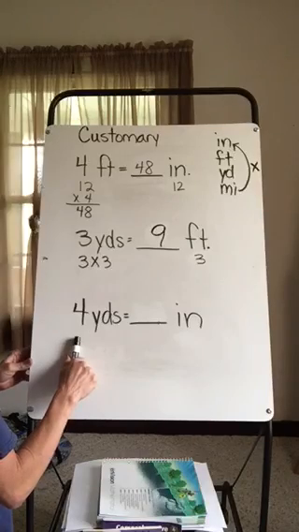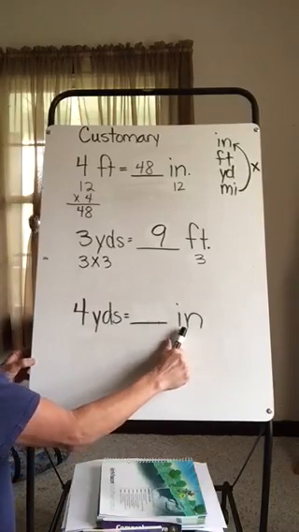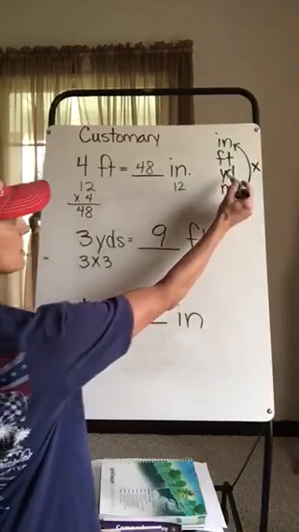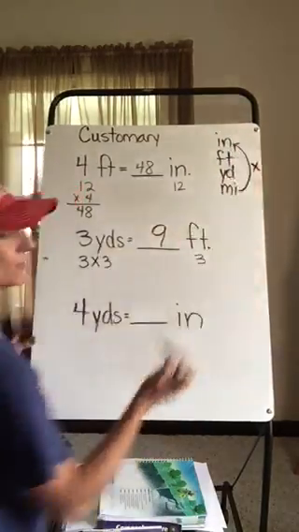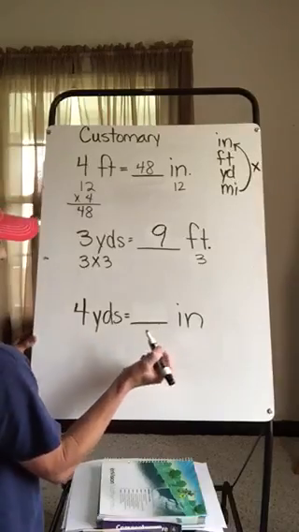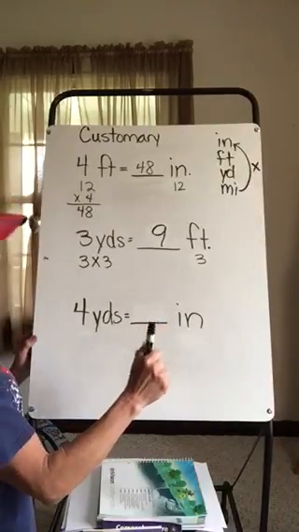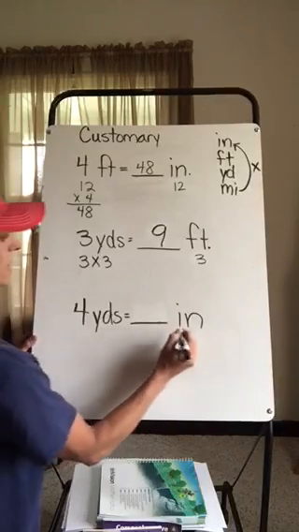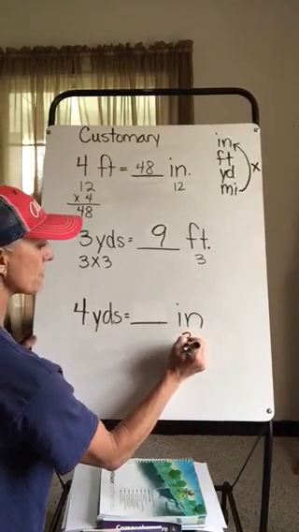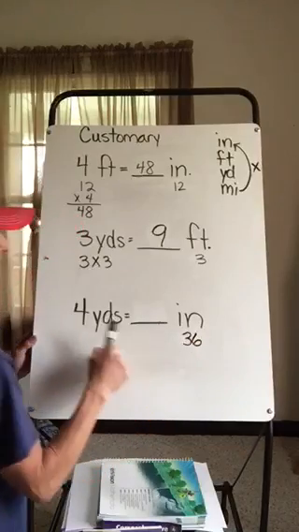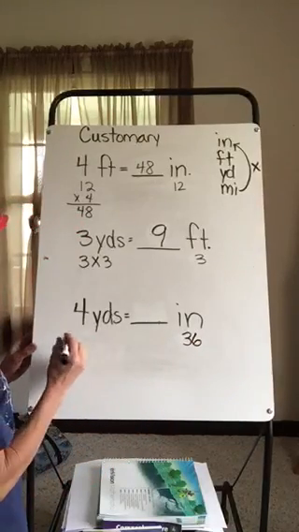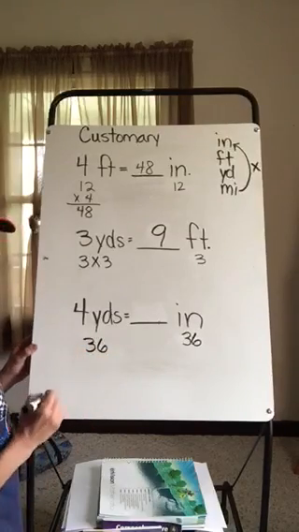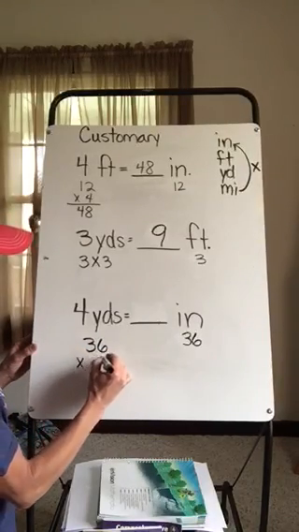Okay, now let's try 4 yards, and we're going to change it to inches. So first let's look. We're going from yards to inches. Yards to inches. We're moving up on the chart. Again, we need to multiply. First question we need to ask ourselves, how many inches are in 1 yard? Okay, look at your anchor chart if you don't remember. It says there are 36 inches in 1 yard. In order to find out how many inches in 4 yards, again, we need to multiply 36 times 4.